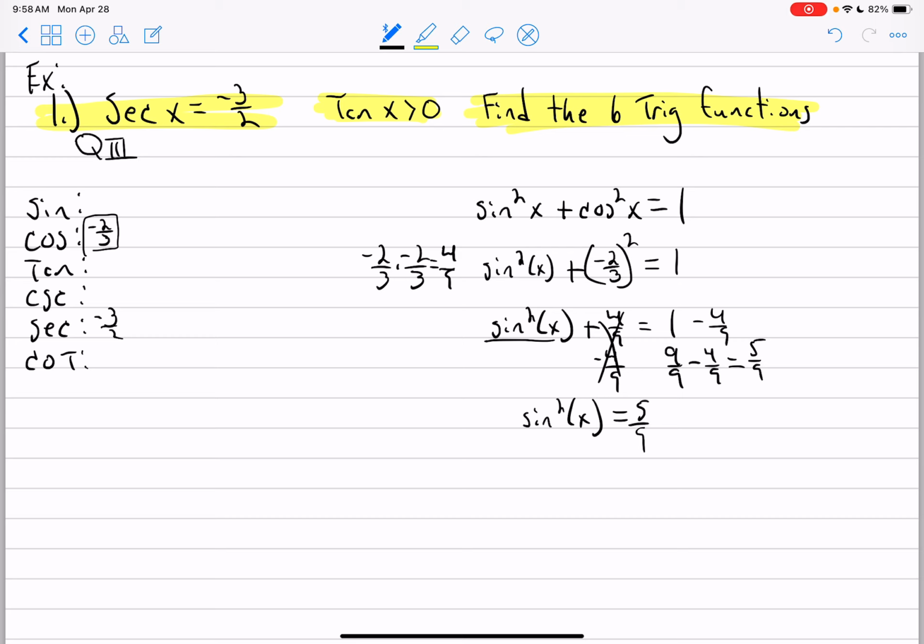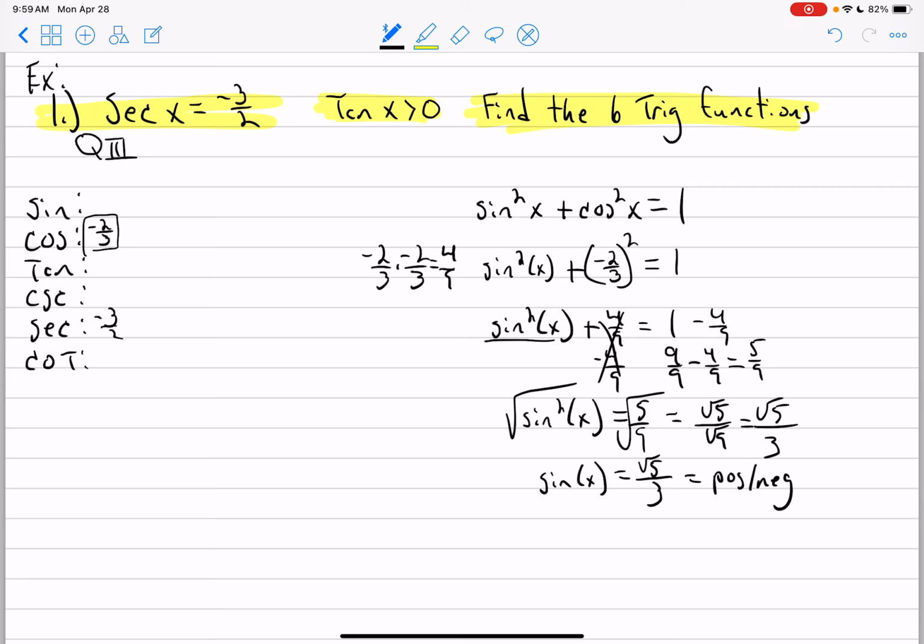5/9. Okay, so now I have sine squared, but I really just need sine. So I got to take the square root of both sides. So the sine of x equals the square root of 5 over the square root of 9. The square root of 5 I can't simplify, but the square root of 9 is 3. Now here's the thing though. I need to figure out, is this a positive or a negative?